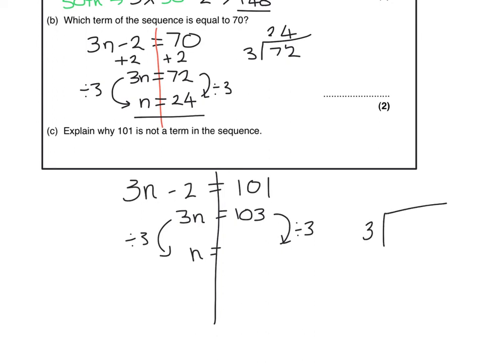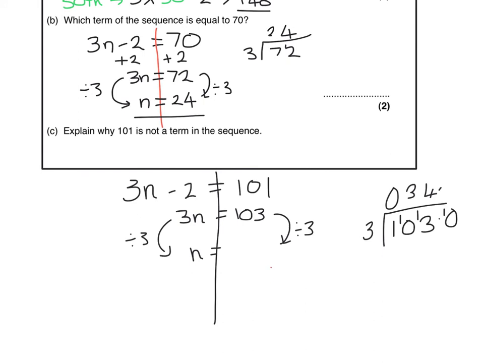So how many 3's go into 103? 3's into 1 is 0, there's still that 1 left. 3's into 10 is 3, there's 1 left. 3's into 13 is 4, but there's 1 left. So we're going into decimals. It doesn't make a whole number. 103 is not divisible by 3.